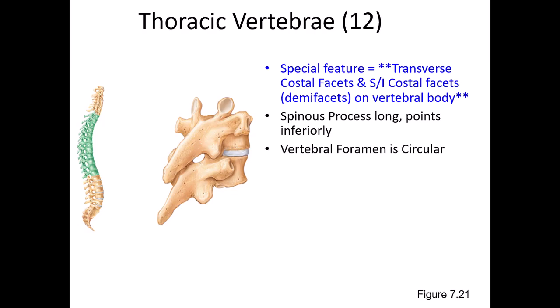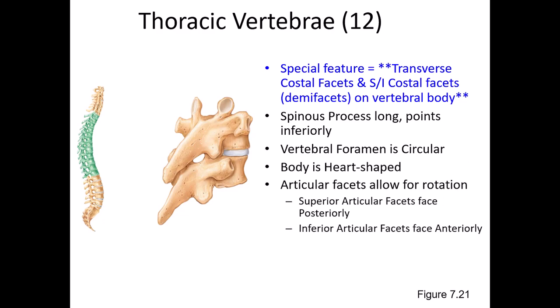The vertebral foramen is circular. Again, that's due to the shape of the spinal cord, which we'll talk more about at the end of the semester. The vertebral body has a heart shape. I don't like those shape descriptions. I find them to be subjective and hard to consistently observe. But the articular facets do face a specifically clear direction in the thoracic region.